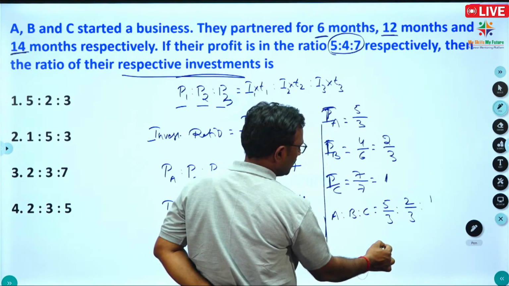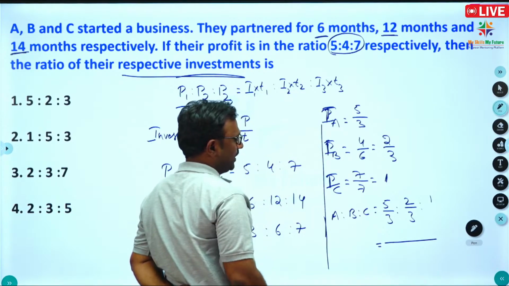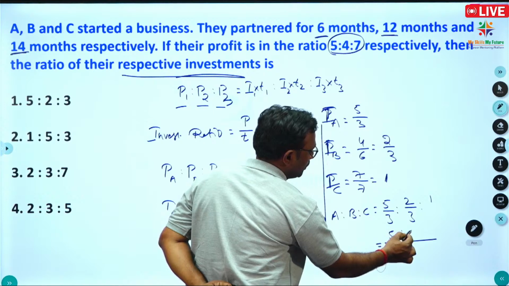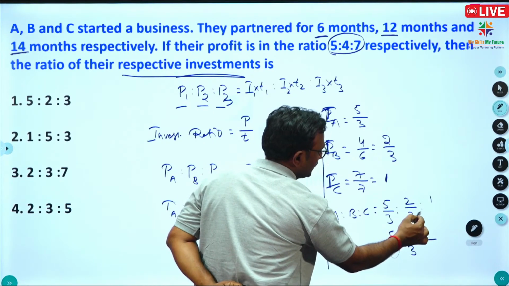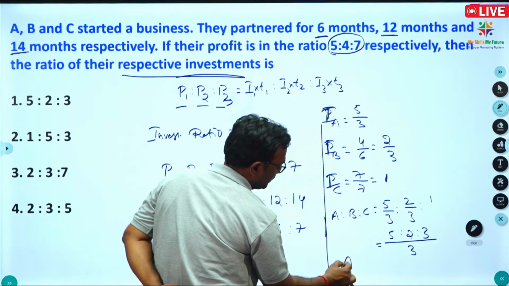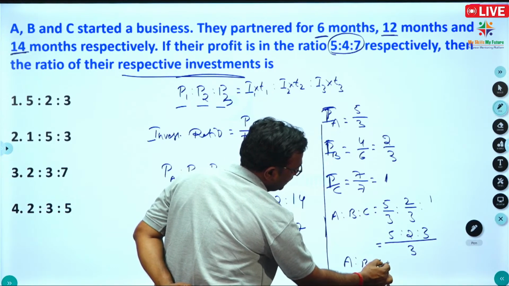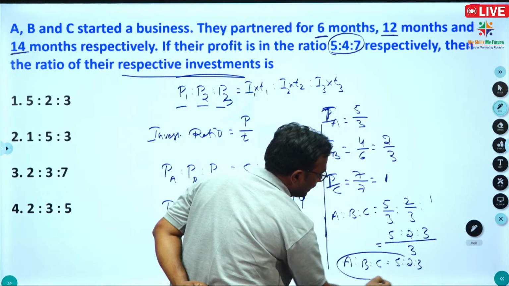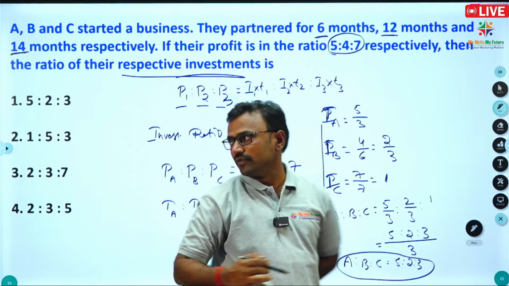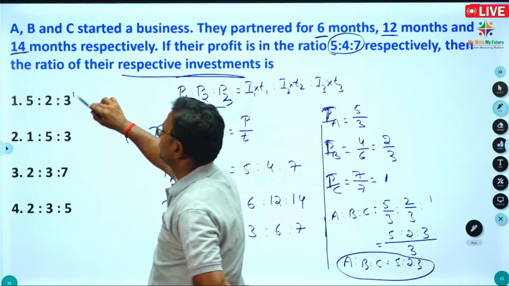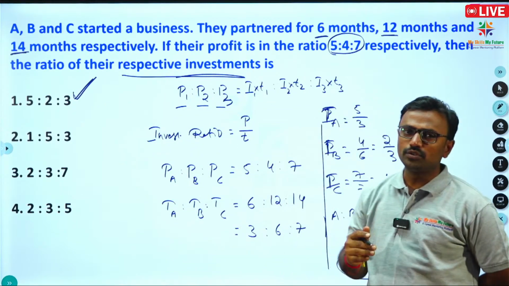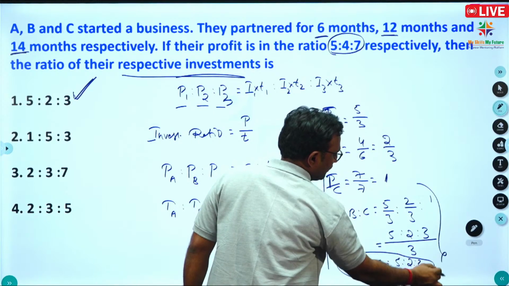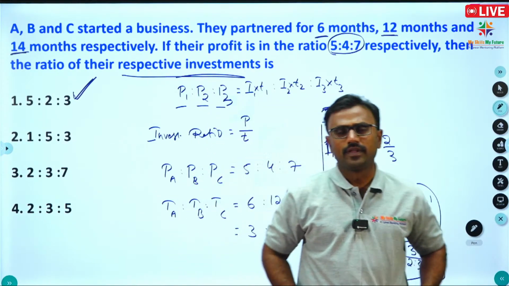Ratios must not be in fractions, so take LCM 3. So 5:2:3. The investment ratio of A is to B is to C is equal to 5:2:3. Which option is it? Option 1, 5:2:3. I also showed how to convert fractions into ratios.